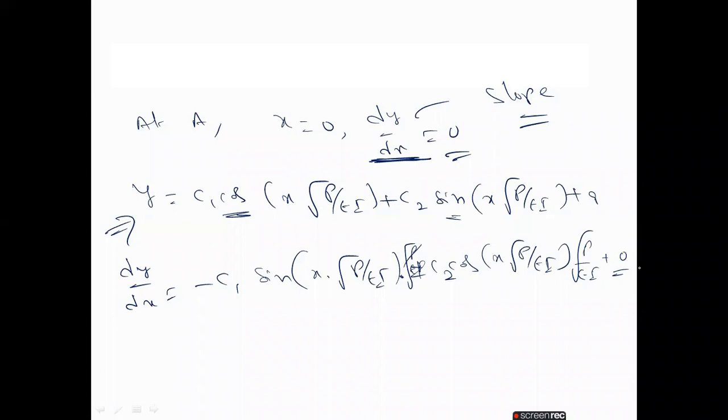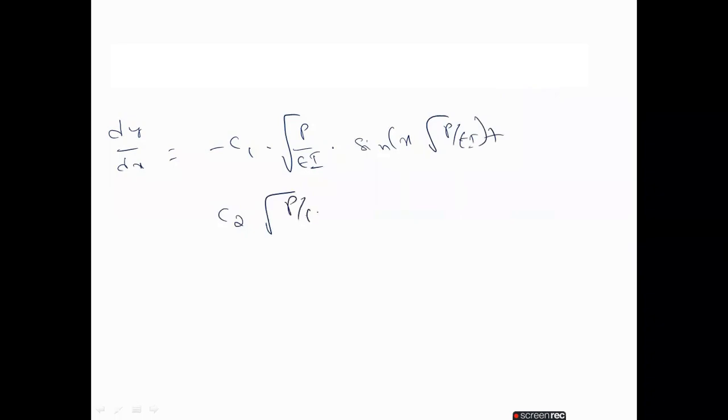Now if I substitute x equals 0 and dy/dx equals 0, I will write the equation clearly again: dy/dx = −c1 √(P/EI) sin(x√(P/EI)) + c2 √(P/EI) cos(x√(P/EI)).